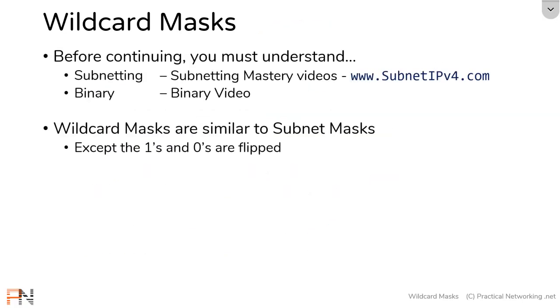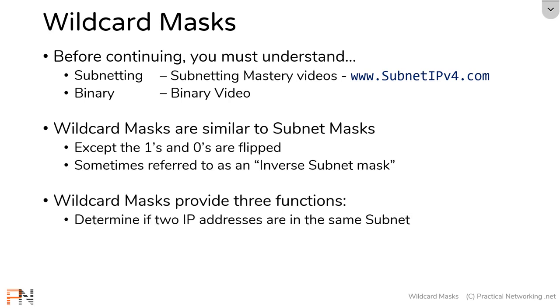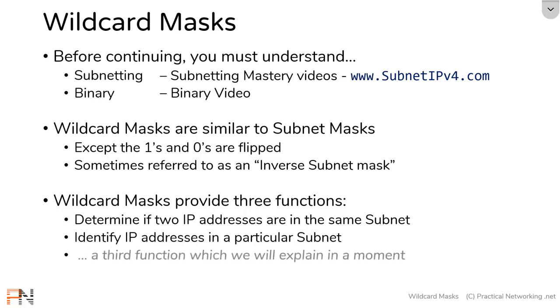So that's a high-level overview of what wildcard masks are. It's simply a subnet mask, except the ones and zeros are flipped. In fact, wildcard masks are sometimes referred to as an inverse subnet mask, because they're sort of like a subnet mask, just the opposite. But what can you do with wildcard masks? Great question. Wildcard masks provide 3 functions. The first function is you can use a wildcard mask to determine if 2 IP addresses are in the same subnet. The second function is you can use a wildcard mask to identify the IP addresses in a particular subnet. And the third function we'll explain in a moment.